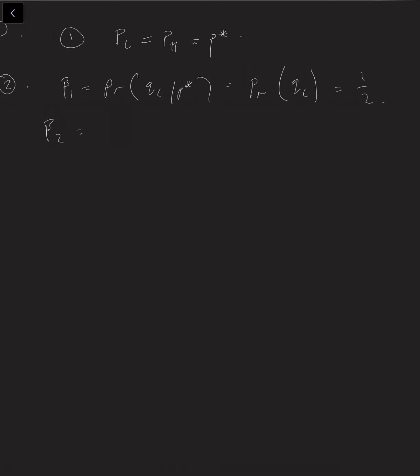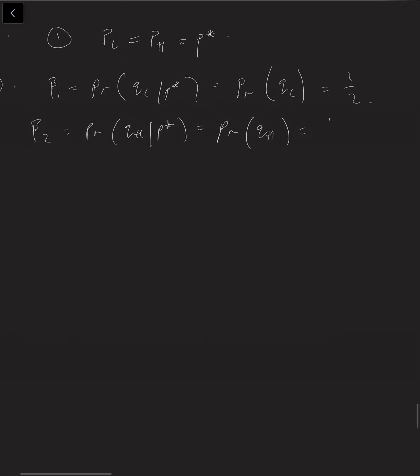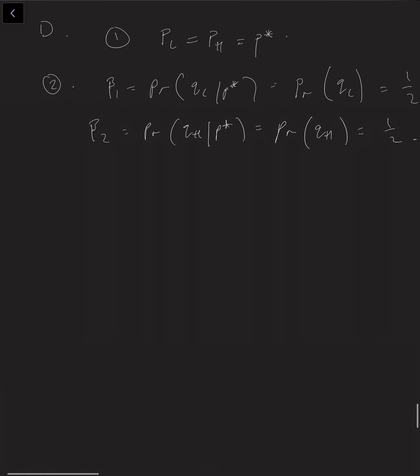Then beta 2 we'll define similarly as the probability that the flat is high quality given P star, and that is just equal to the unconditional probability that the flat is of a high quality. That is half as well.